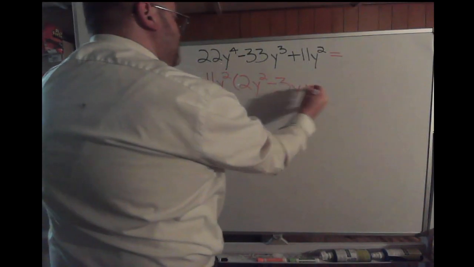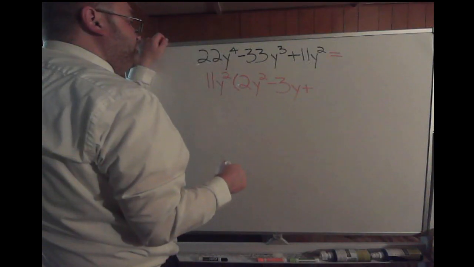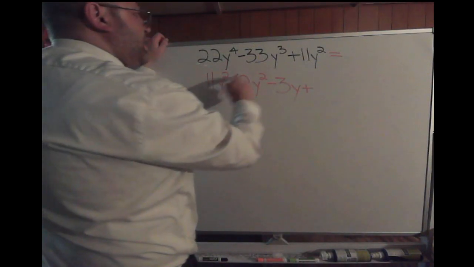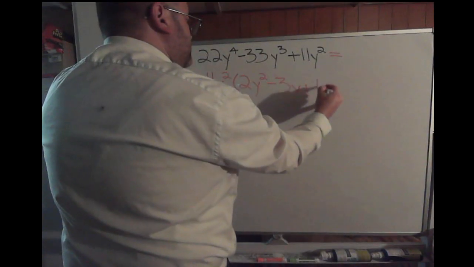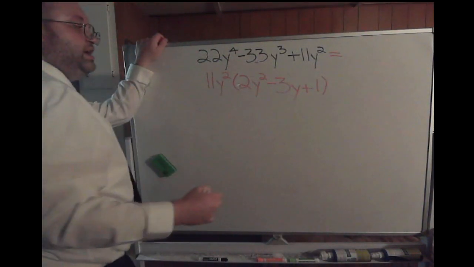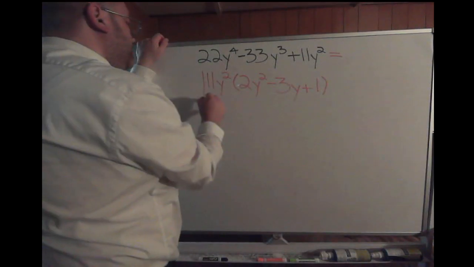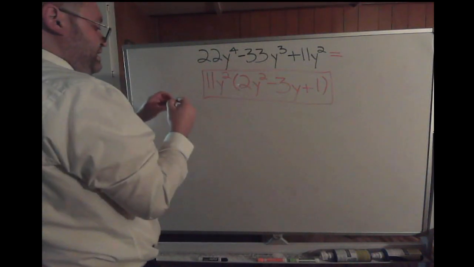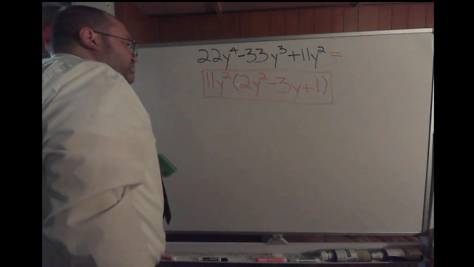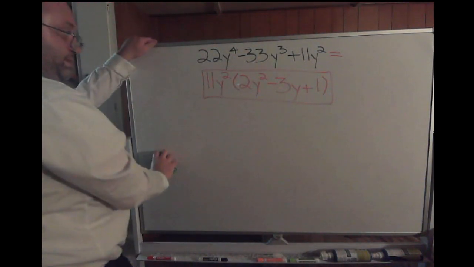Plus 11 times what equals 11? Just 1, so we don't even got to write that. But you got y squared times what equals y squared? Just 1. So, yeah, you'll end up writing the 1. It would have been 1 times 1, which would just be 1. So, the answer you should get for this would be 11y squared times the quantity of 2y squared minus 3y plus 1.